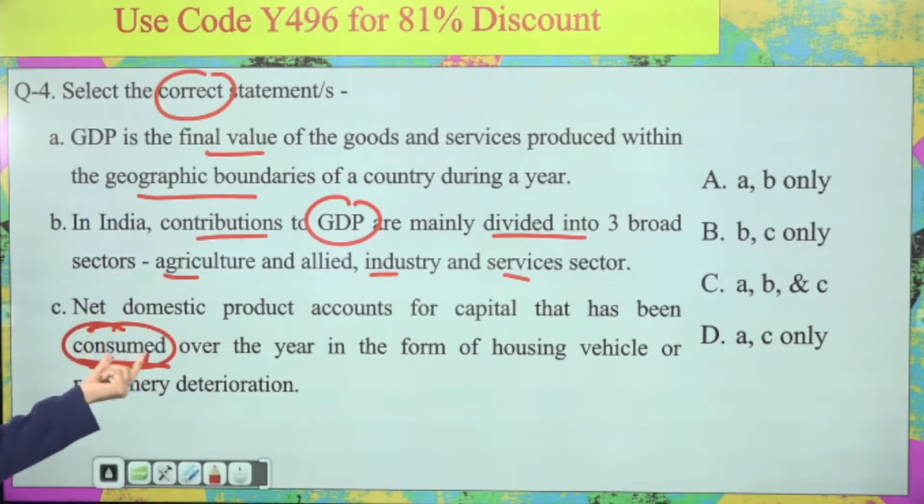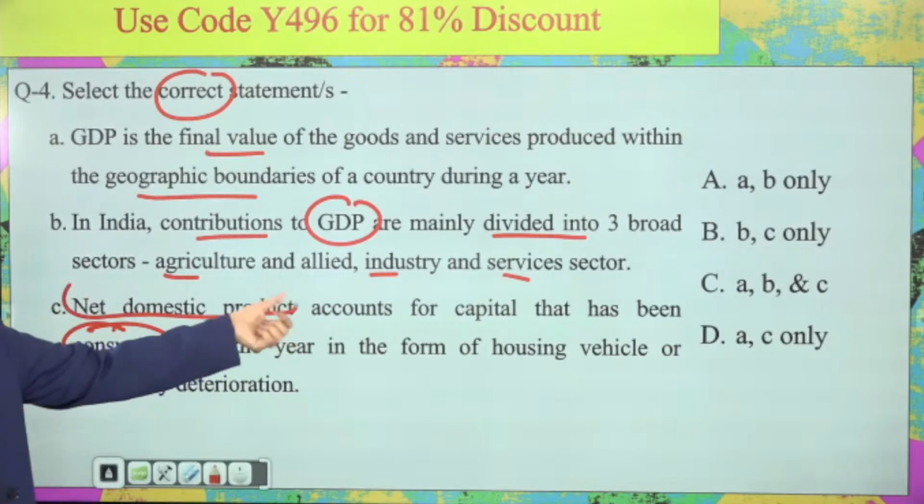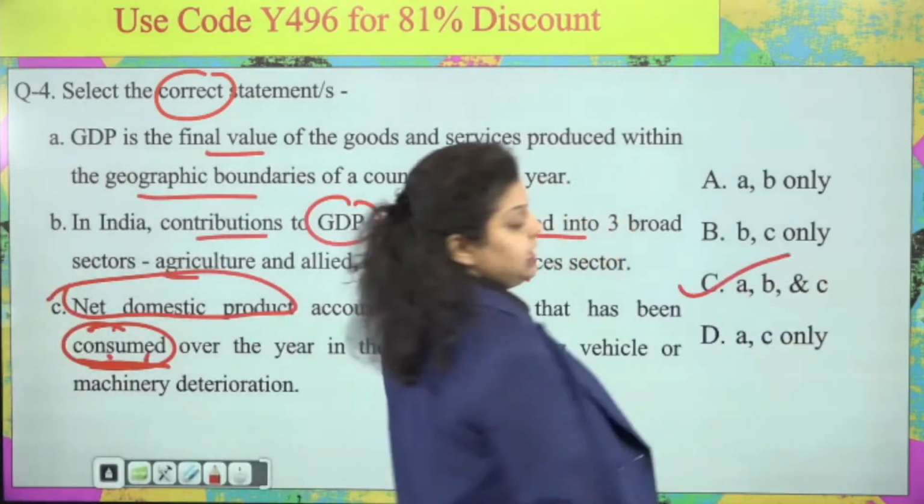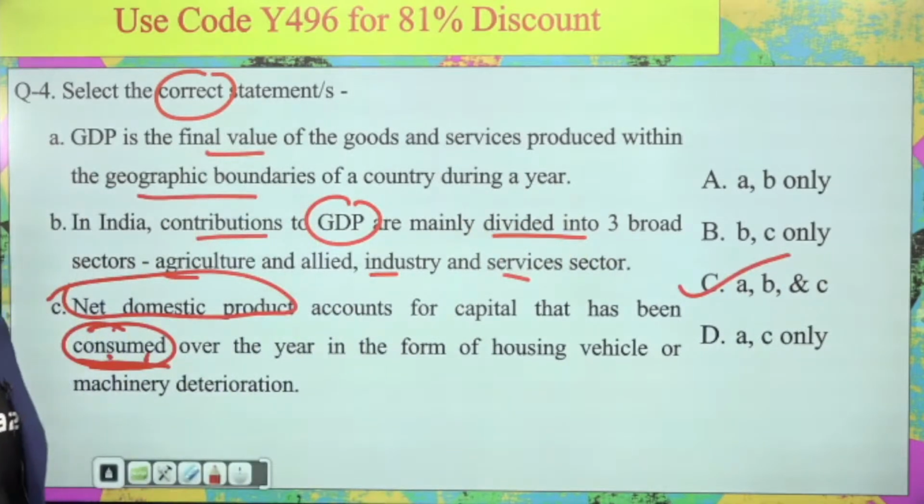So when the depreciation is calculated, it provides you the NDP. So the right answer will be, all are correct. So the C option will be correct. A, B and C. All the statements are correct.